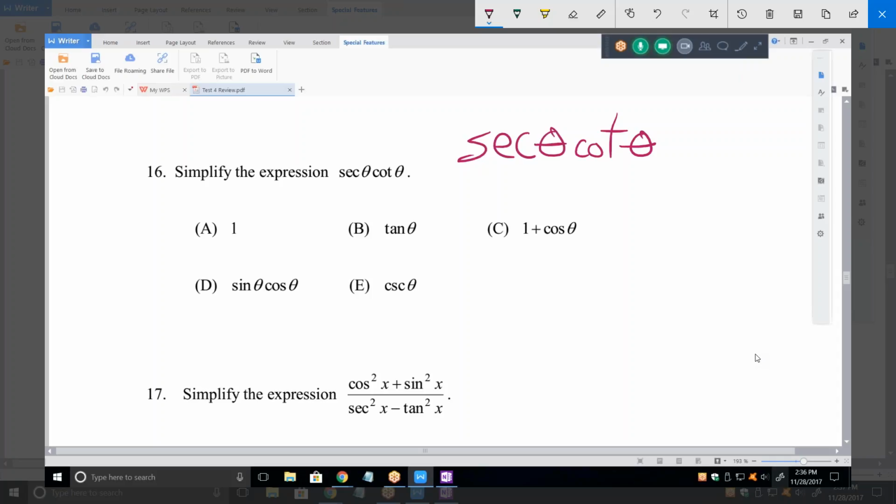So let's start with reciprocal identities. Let's see if we can turn this into sines and cosines. That's a good way to begin. So if we try to turn it into sines and cosines, what does secant become? Remember your reciprocal identities. 1 over cosine. And cotangent, I don't want to use the reciprocal identity because that would put a tangent in the bottom, which doesn't do me any good. But if I try to turn that into sines and cosines, what is it? 1 over tangent. No, it's cosine over sine.